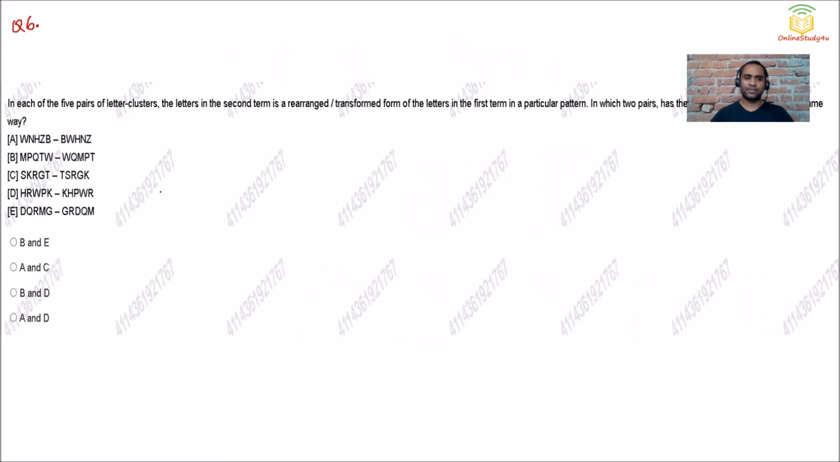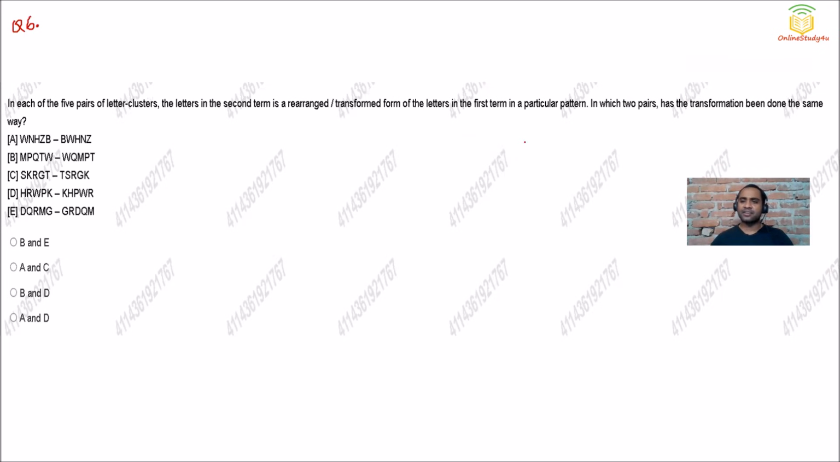Now question number 6. In which of the 5 pairs of the letter cluster is the letter in the second term arranged, transformed from the letters in the first term in a particular pattern? In which 2 pairs has the transformation been done the same way? So basically friends, out of 5 pairs, there are 2 pairs which have the same pattern. So let us try to analyze.